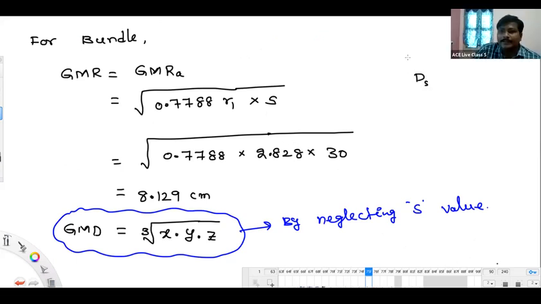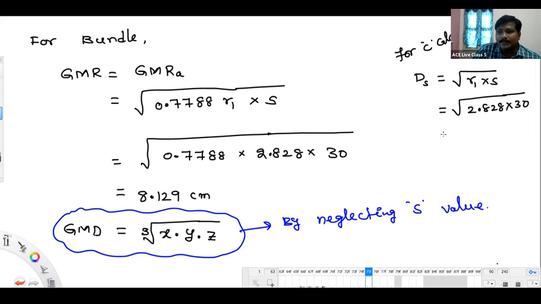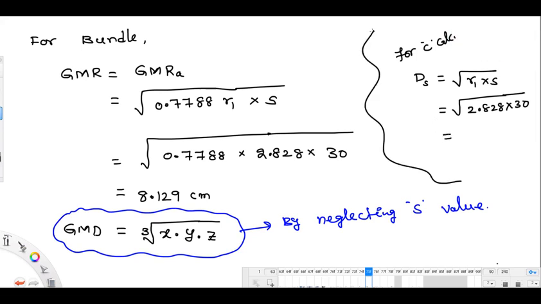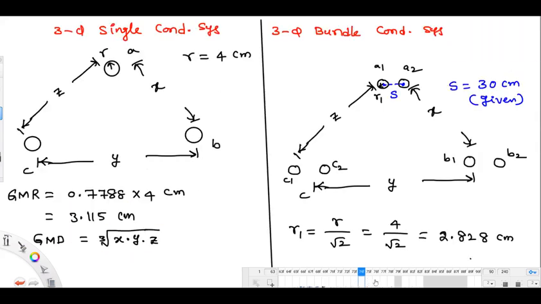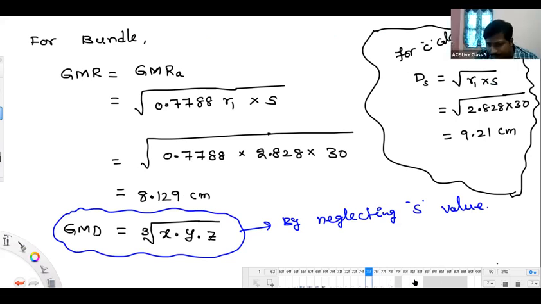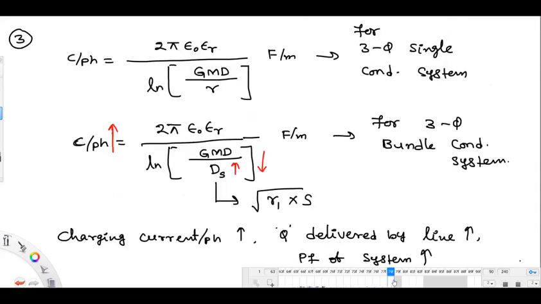I'll write here DS for capacitance calculation. It will be root of r into s, so root of 2.828 into 30. Tell me how much is this number? It is 9.21, sir, which is higher than the radius of a single conductor, right? Yes, sir. That's what I mentioned in the advantage. Got it, sir. Thank you, sir.